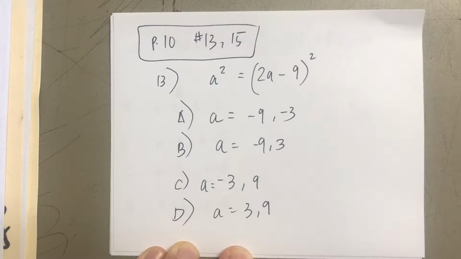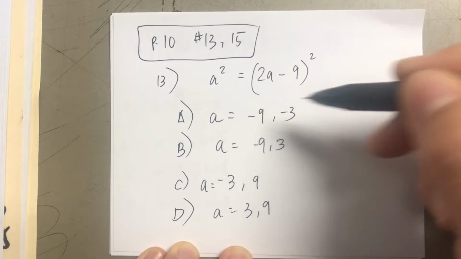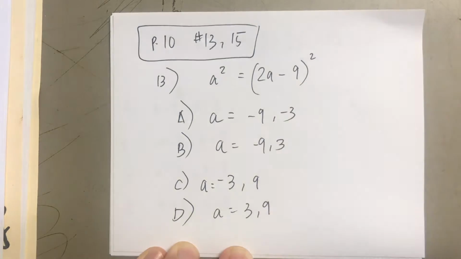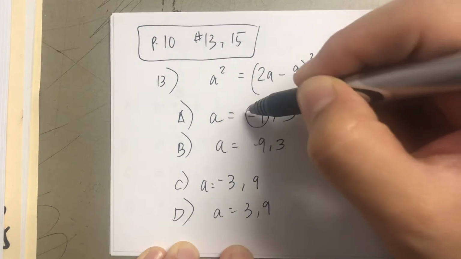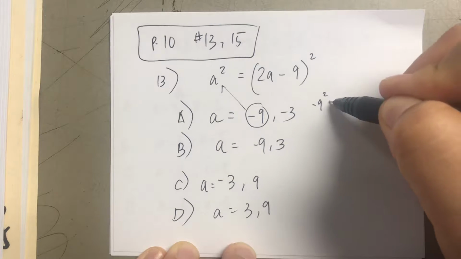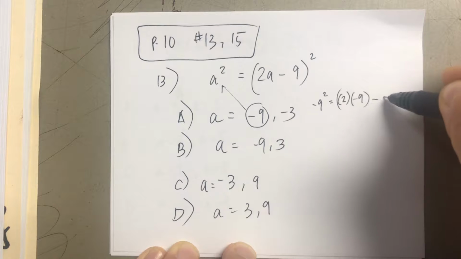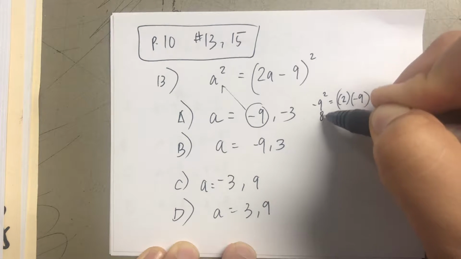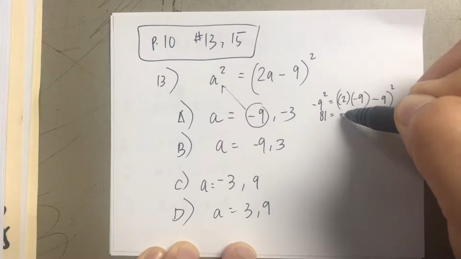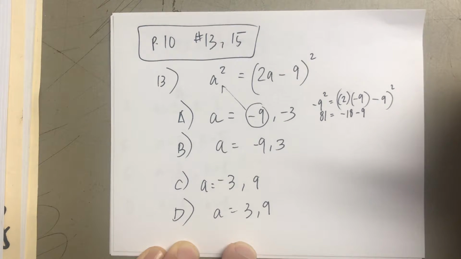Okay, so we're going to start with a because, and remember, a could equal -9, but it could also equal -3. So we're going to take this one first, and we're going to plug it in for a. So it's going to be -9 squared equals 2 times -9 minus 9 squared. So that's going to be 81. And remember, you cannot use your calculators here.